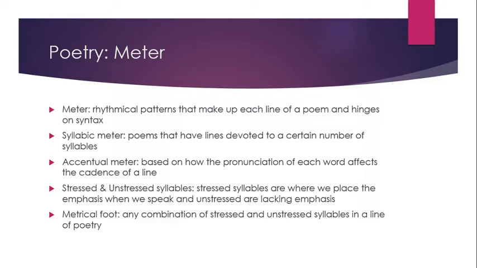If you have a strict accentual meter, then all of the accents in your lines are going to follow a pattern. Stressed and unstressed syllables are basically where we place emphasis when we speak. The stressed syllables are the ones that we place emphasis on. Unstressed are the ones that are lacking emphasis or accentuation when we speak. And then a metrical foot is just any combination of stressed and unstressed syllables in a line of poetry. There are different words for different types of metrical feet.